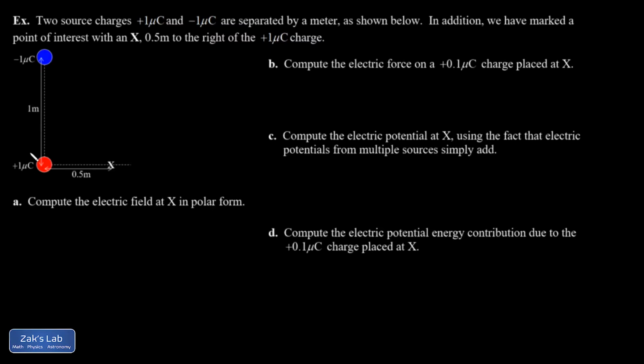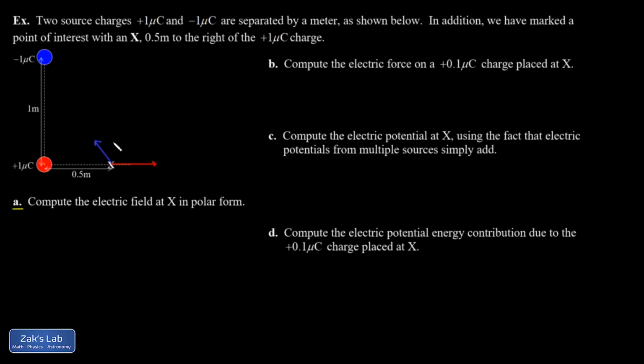So the first question is, find the electric field at that point of interest in polar form. So that means we want a magnitude and direction of that electric field. Before I start doing anything, just qualitatively, this positive charge is going to contribute a rightward component of the electric field, and my negative charge is going to contribute a component of the electric field that's weaker, so I drew it shorter. This is because the two source charges have the same magnitude, but our point of interest is farther away from the negative charge.